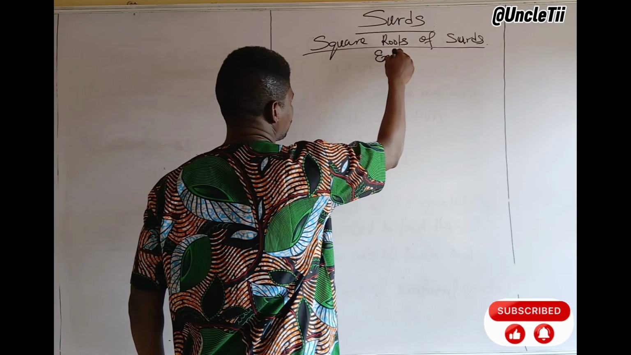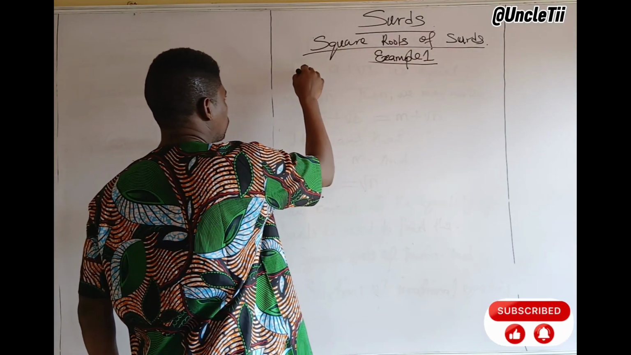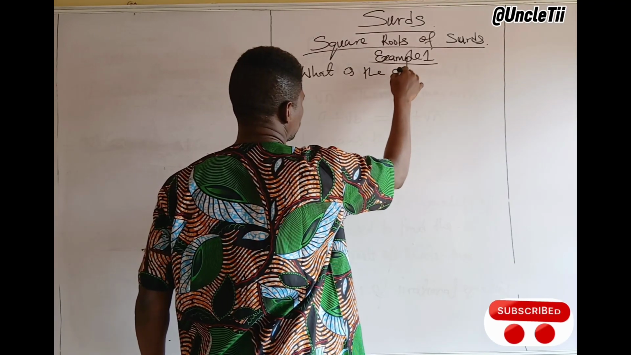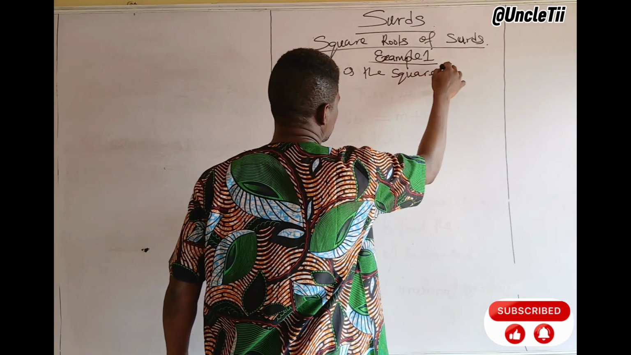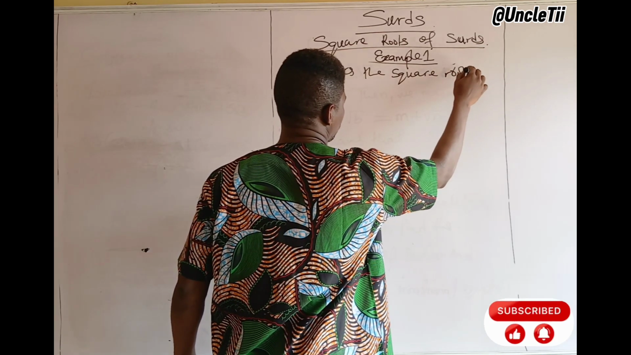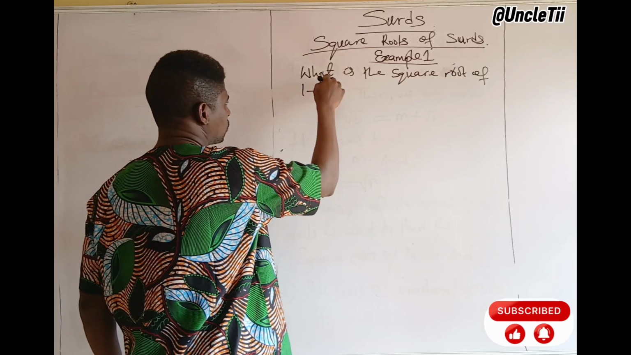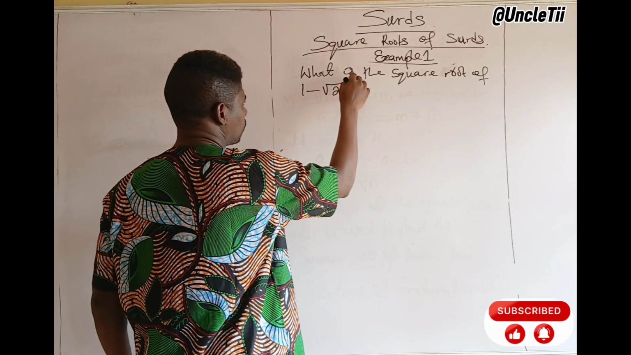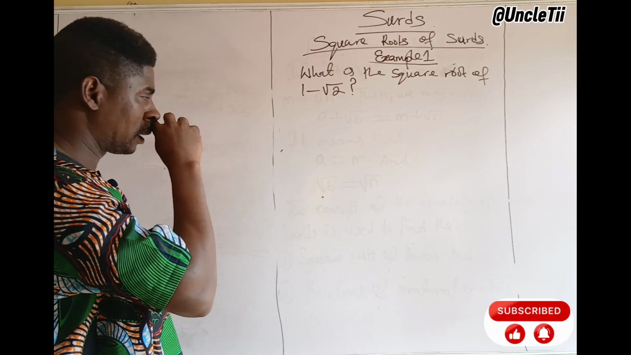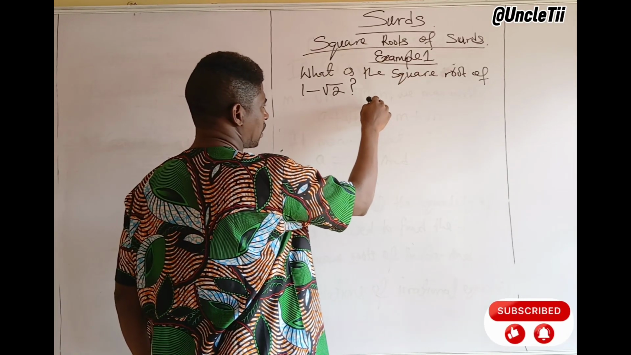Example 1. What is the square root of 1 minus root 2, for instance? What is the square root of 1 minus root 2? Here is our answer.